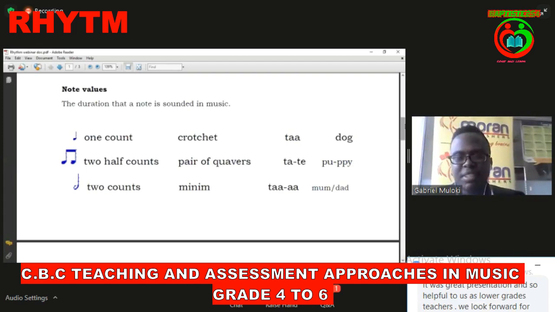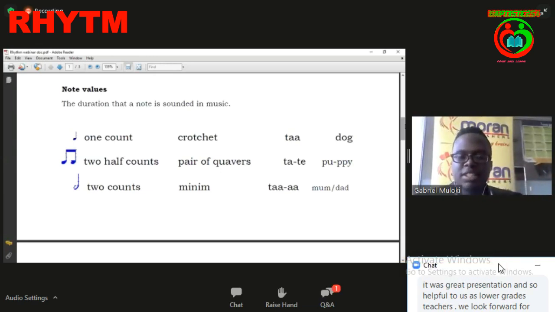And this is where we Africans thrive because we are very flexible. We cannot teach rhythm without body movement. So teachers, ensure when you teach rhythm, you're also using a lot of body movements so that learners can easily grasp the concept. So tate, you can always substitute even with other words which have two syllables, mama, papa, and this will make the learners always remember the duration of a pair of quavers.